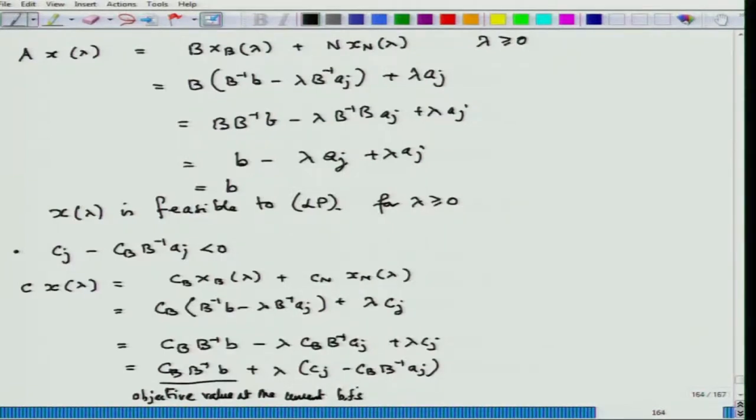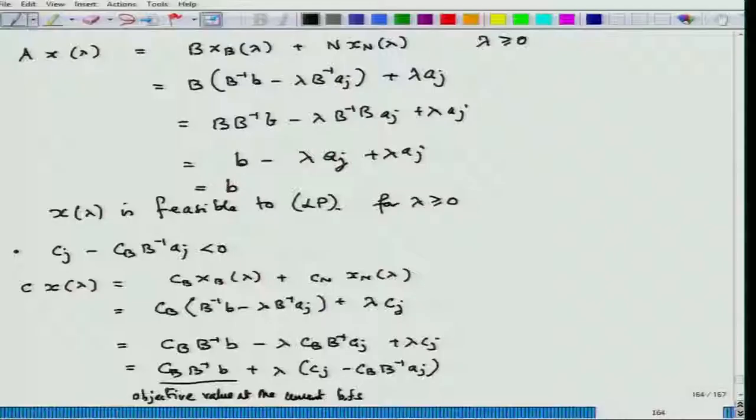Now this is negative. If I make lambda positive, I can keep on making it larger, and x(lambda) would still remain feasible, but this value would go to minus infinity, because this is a fixed negative number and this is a positive number that I am making larger and larger. So this will become more and more negative and continue to go down as lambda goes up to plus infinity. So with this we end today's talk here.